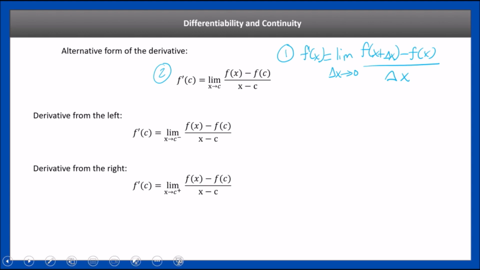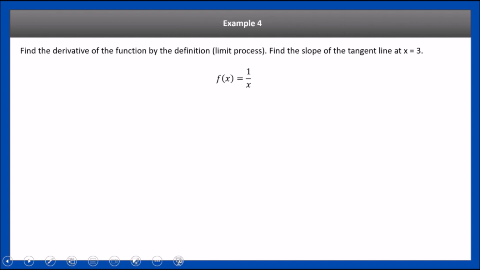All right, so these are the forms. We're going to be using these in order to take derivatives from the left and from the right, things like that. Okay, so since I went over those 2 forms, we're going to use those 2 forms in some of these examples that follow, including this one.